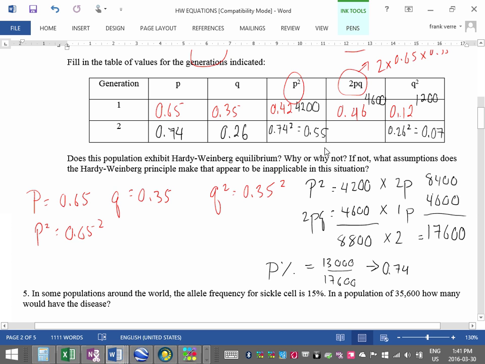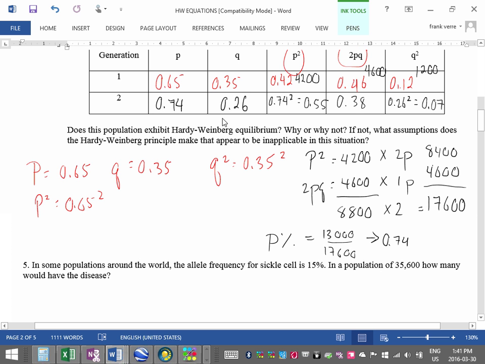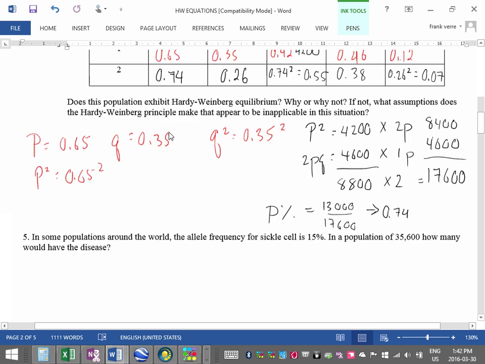That adds up to 62%, so we're missing 38%. So then 2PQ must be 38. If you want to do the following generation, you do the exact same thing. You can assume 10,000 individuals and then break them down into how many are P squared, how many are 2PQ, and how many are Q squared. Okay? Questions? No? Alright.